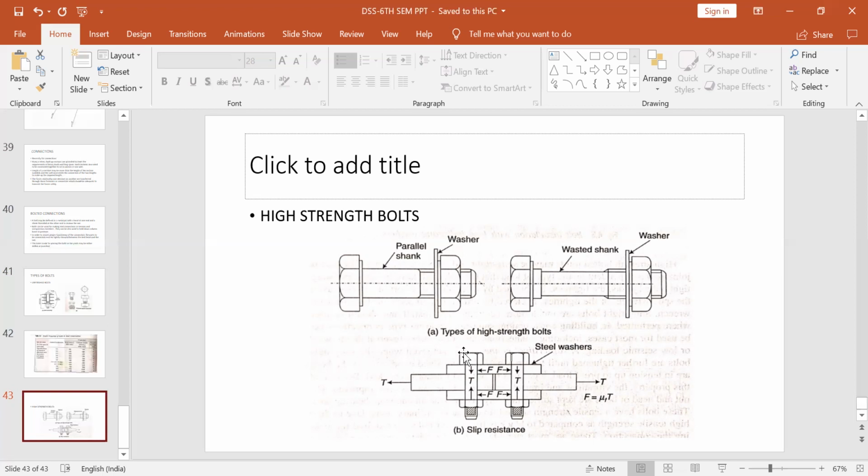Shear and bearing. Since you are using HSFG bolts, the body of these bolts will not be subjected to any shear or bearing, because the entire tensile force will be taken up by the clamping force only. So there will be no shear or bearing of the bolts itself. This way, it is minimized.